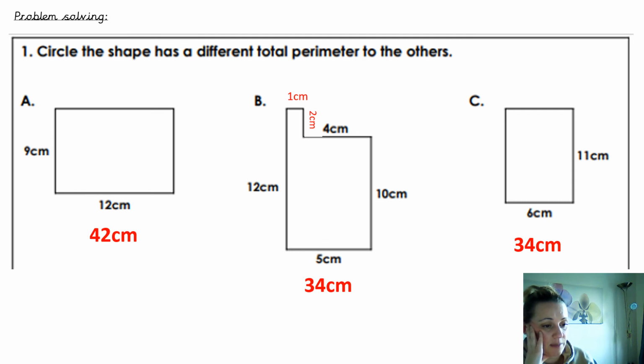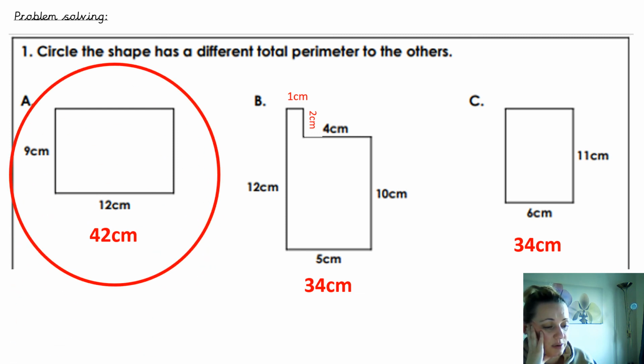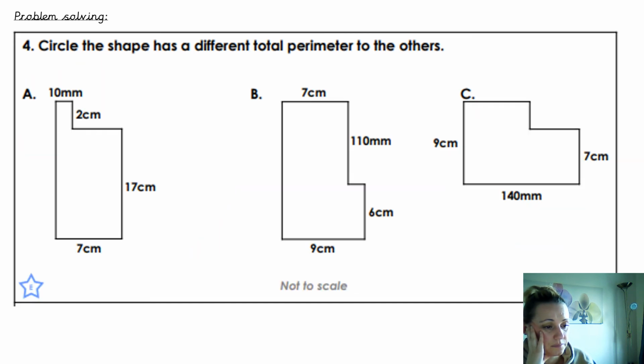As you can see there, B had 2 missing sides that we had to work out, and then we were able to work out the perimeter. So B and C had a perimeter of 34 and A had a perimeter of 42. So that's the one that needed circling. And the same on this one.